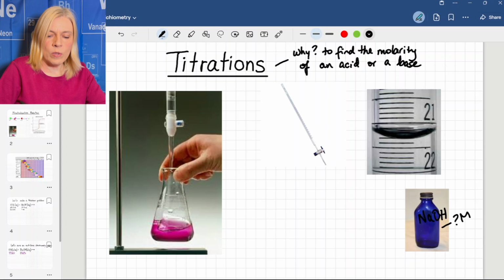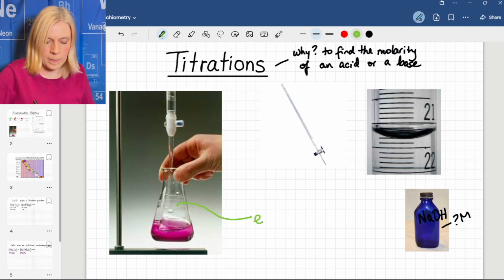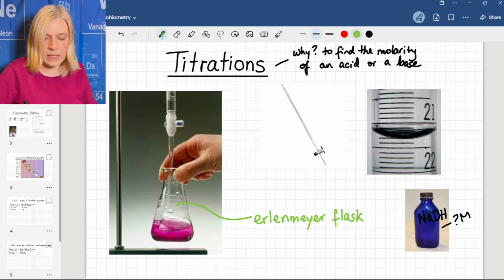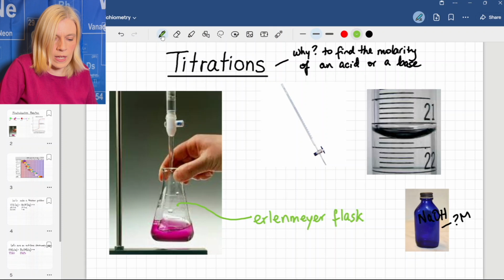So first, you will probably pipette some acid into this guy. This is your Erlenmeyer flask. And this, right here, we have our burette. Here is the bottom of this burette. You can see just the bottom of it right here. So the long, skinny thing is our burette.